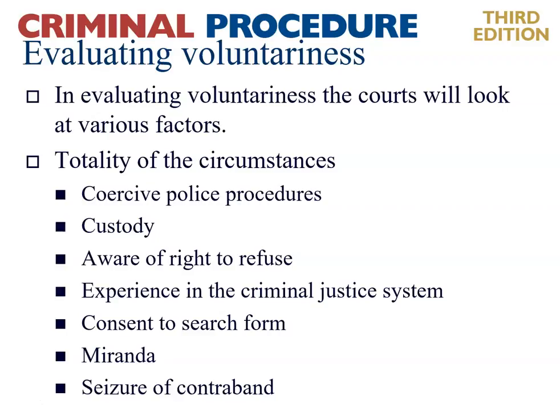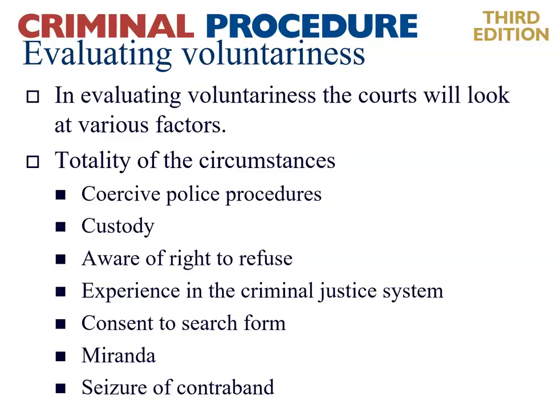Aware of their right to refuse, meaning whether a person is informed of his or her right to refuse consent. And again, you don't have to tell people, basically, but whether or not they were aware of the right to refuse, that's something that's going to be looked at. Request for consent, whether there are a number of requests before somebody finally agrees. You kind of physically wear them down and they finally agree. Experience in the criminal justice system. An individual who has experience in the criminal justice system is less likely to be tricked or coerced than someone who is not.